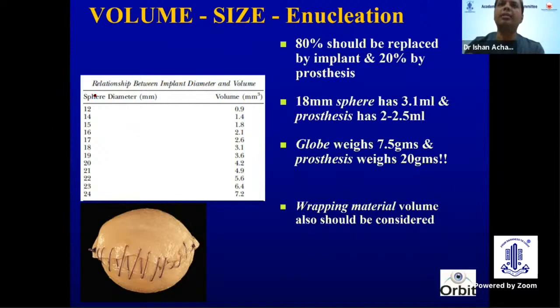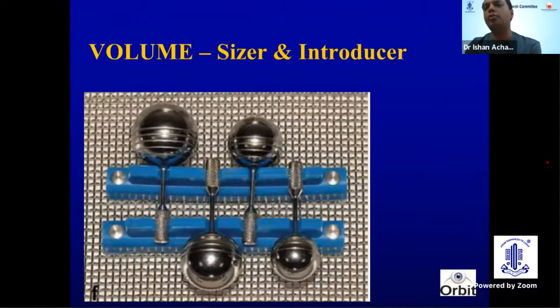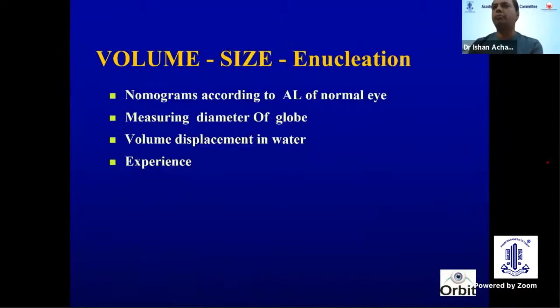So these are the sizes of the implant and the volume available. We can go through those charts when we measure. There are implant sizes also available intraoperatively which can be used, and we can put them in intraoperatively and see whether the closure is tight or adequate.